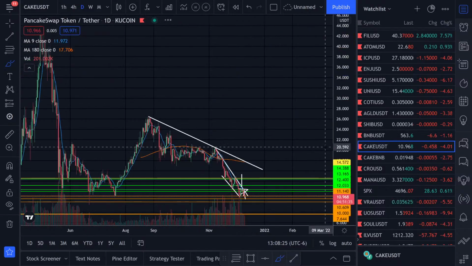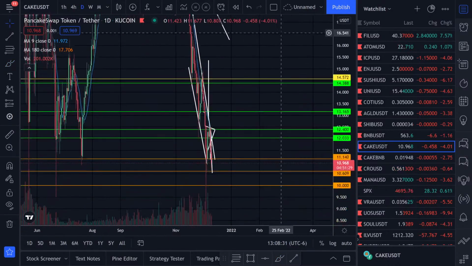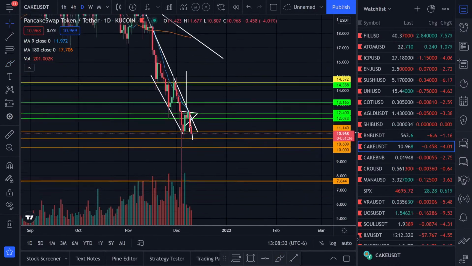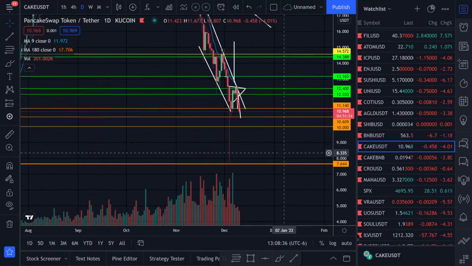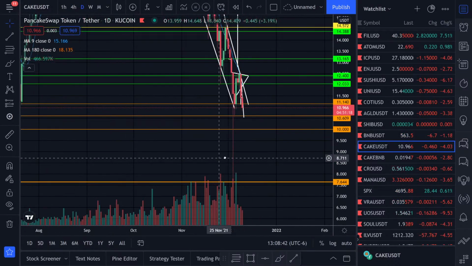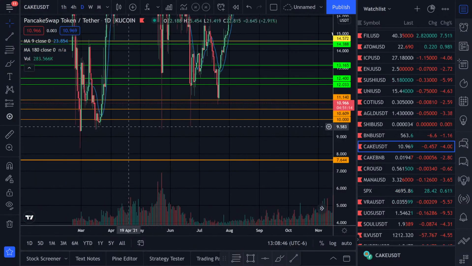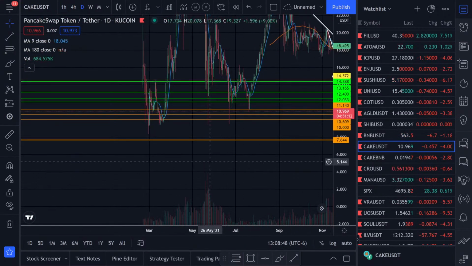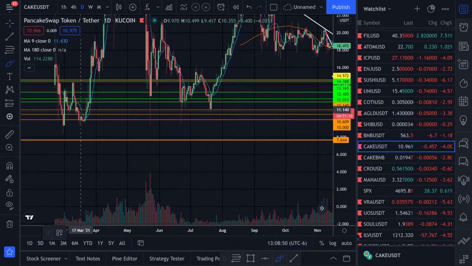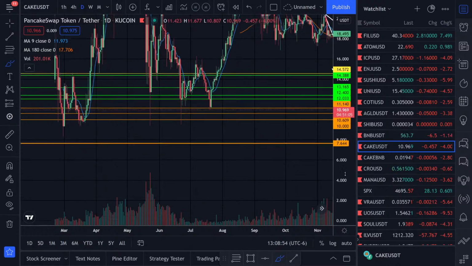I've also been looking at Cake, because I've been trying to trade Cake because this has some pretty good volatility too, except it's just been trending down. But I'm looking at these levels down here. I've been doing small orders on Cake. I'm just really playing around with it. In general, what I'm looking at are these bottom levels down here. Right here we have support and then support down here. So I've been putting orders kind of around $10.